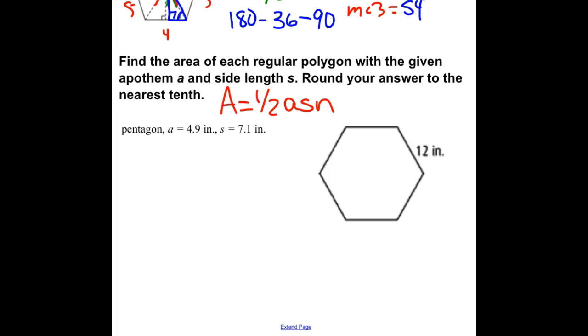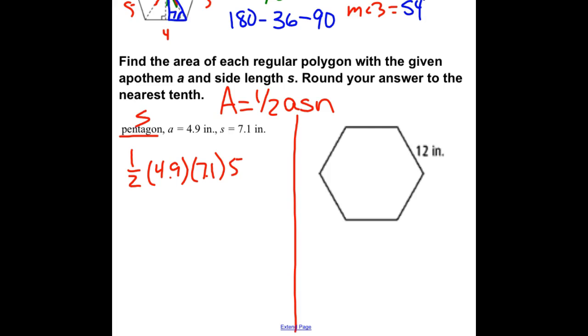Now there's two separate problems here, split right there. This first one, they give us everything, so we're just plugging it in. I'm going 1/2 times the apothem, that's A, 4.9, times the side length, that's 7.1. And then they actually gave me the number of sides by telling me it's a pentagon. Penta means 5, it has 5 sides, so I plug in a 5. And I just type that into my calculator.